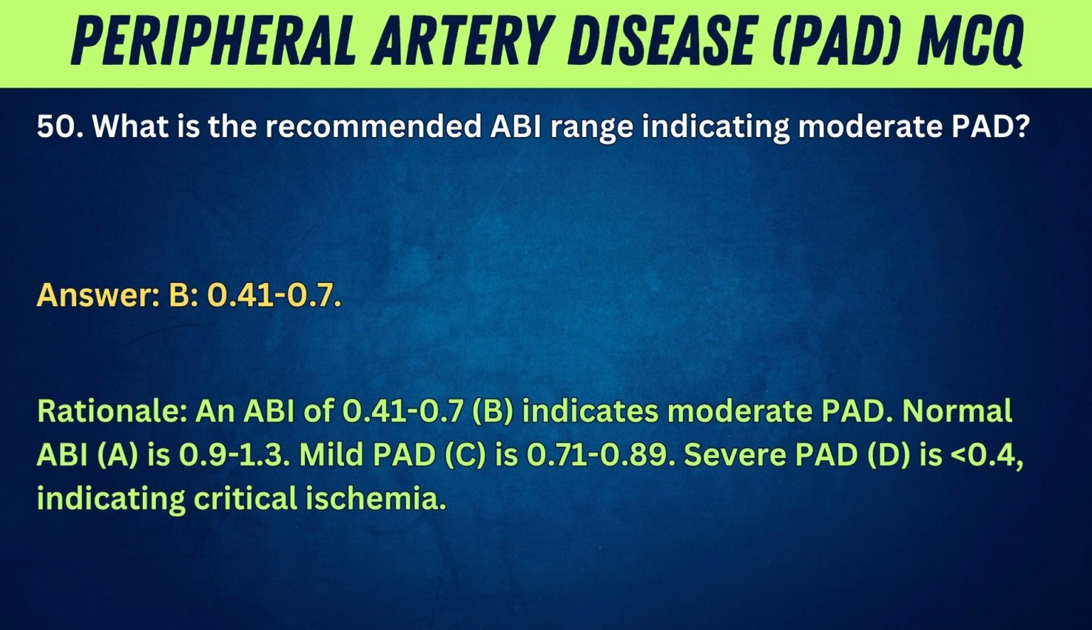Rationale: an ABI of 0.41 to 0.7, B, indicates moderate PAD. Normal ABI, A, is 0.9 to 1.3. Mild PAD, C, is 0.71 to 0.89. Severe PAD, D, is less than 0.4, indicating critical ischemia.